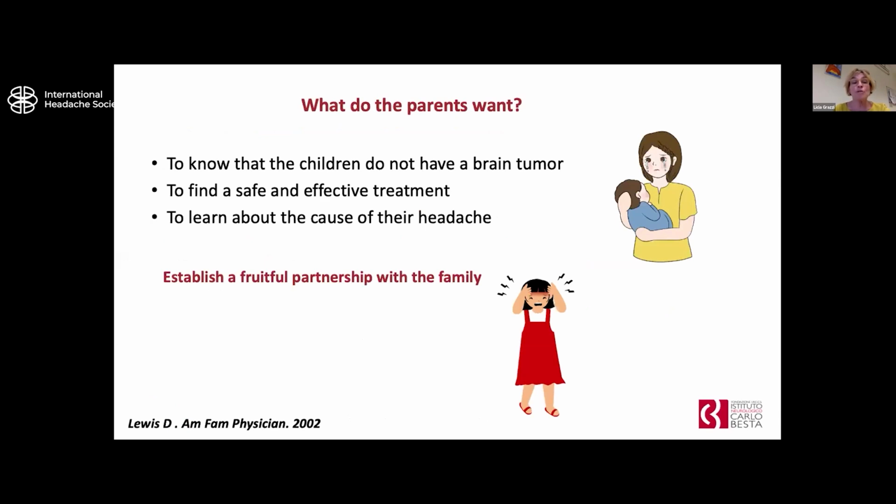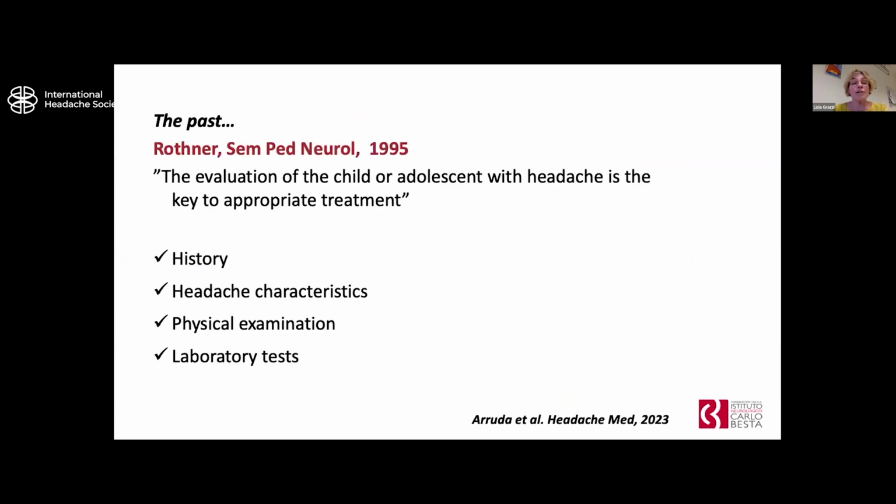The parents want to know that the children do not have a brain tumor, for example. They want to find a safe and effective treatment. And generally, they want to learn more about the cause and the history of the headache of the children. So Rotner, many years ago, confirmed that the evaluation of the child or adolescent with headache is the key to appropriate treatment. And probably he was right, because history is important.